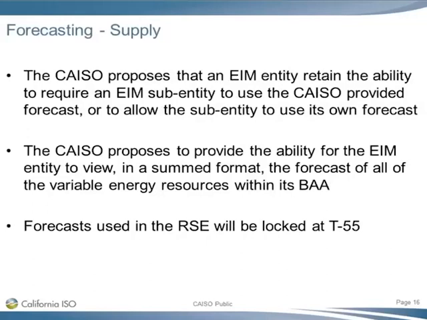Moving on to forecasting. For supply, this should be the same as the revised draft proposal. The CAISO proposes that an EIM entity retain the ability to require an EIM subentity to use the CAISO-provided forecast or allow the subentity to use its own forecast. The CAISO proposes to provide the ability for the EIM entity to view in some format the forecast of all the variable energy resources within its BAA, and forecasts used in the RSE will be locked at T55 as is currently implemented. On the second bullet, we got a request to provide an example of what this user interface would look like. We didn't think that was appropriate in the policy development section. I think that should come out of the business requirement development section of this functionality.